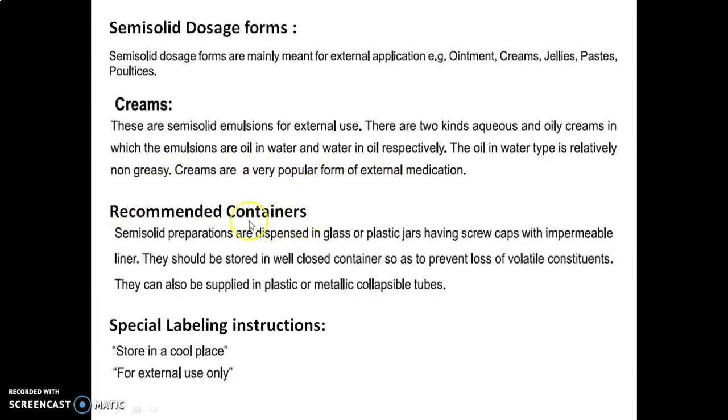Recommended containers for these semi-solid preparations are glass or plastic jars having screw caps with an impermeable liner. They should be stored in a well-closed container so as to prevent the loss of volatile constituents. They can also be supplied in plastic or metallic collapsible tubes. Special labeling instructions: store in a cool place, for external use only. We will discuss the experiments in the next session.